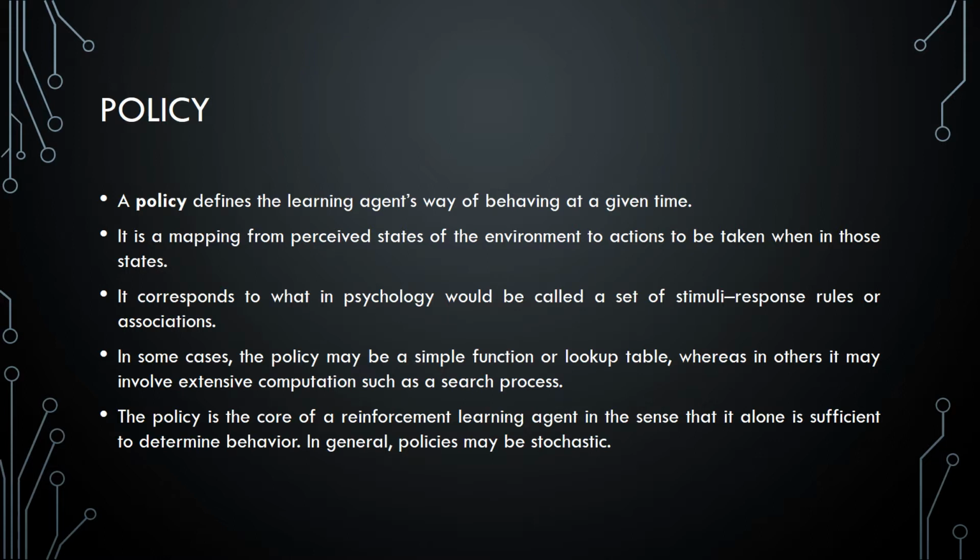Now, what is a policy? A policy defines the agent's way of behaving at a given time. It is a mapping from perceived states of the environment to actions to be taken when in those states. It corresponds to what in psychology would be called a set of stimulus-response rules or associations. In some cases, the policy may be a simple function or lookup table, whereas in others it may involve extensive computation such as a search process. The policy is the core of a reinforcement learning agent in the sense that it alone is sufficient to determine the behavior. In general, policies may be stochastic.